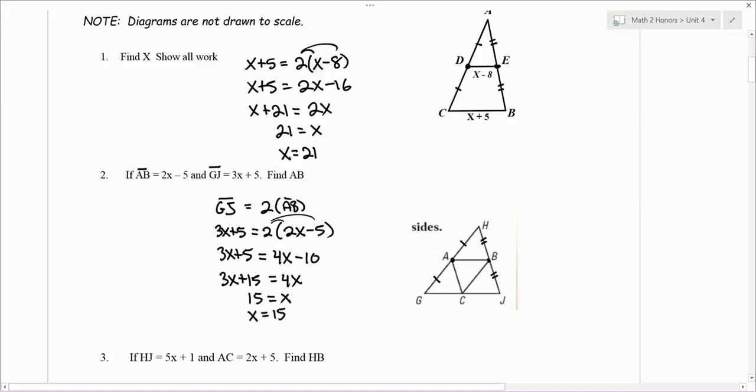But we were not asking for x, we were asking for the length of AB. So AB is 2 times x minus 5, and x is 15. So 2 times 15 minus 5, that's 30 minus 5, which is 25 units, or whatever measurement we're working with here.